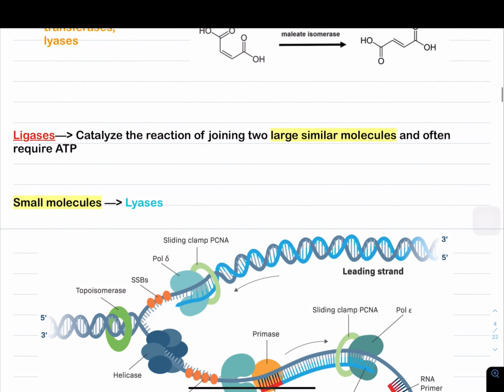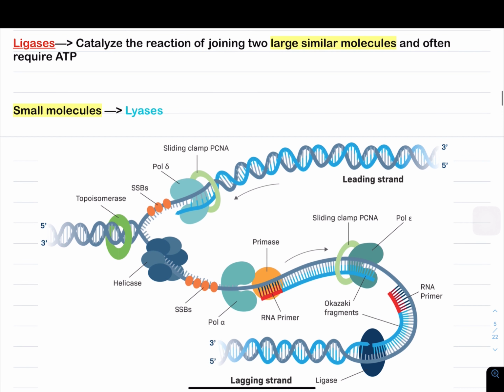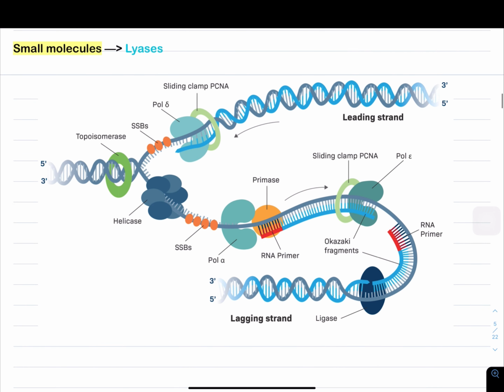And the last category in our list are ligases. And they are like lyases, but they deal with bigger molecules and often need ATP. For example, ligases are very important in DNA replication, because they catalyze the connection of Okazaki fragments together in the lagging strand of the DNA. They also rejoin nicked DNA, which is very useful in DNA repair systems.